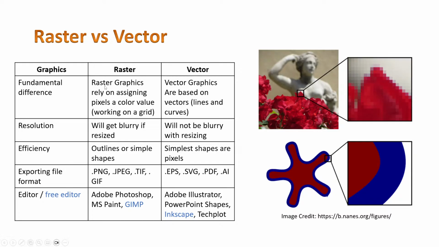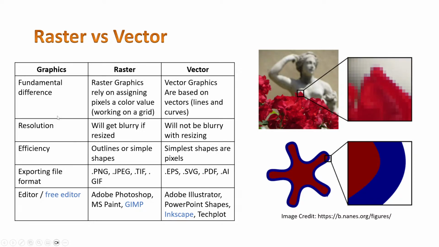So the fundamental difference: raster graphics rely on assigning pixel or color values. Here are different pixels, and each pixel has a certain color value. So it's like working on a grid. You have a grid, your canvas, and then you assign pixels. While vector images are based on vectors, lines and curves. So these are all lines and curves.